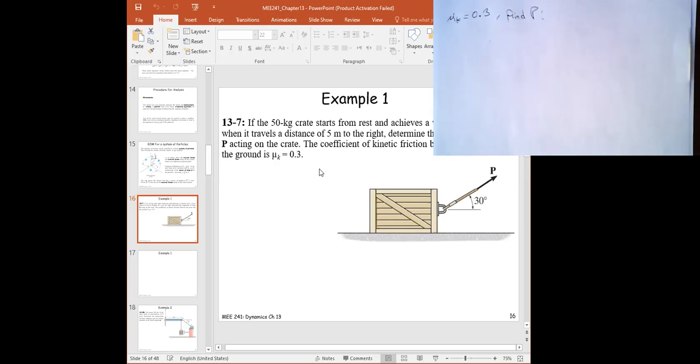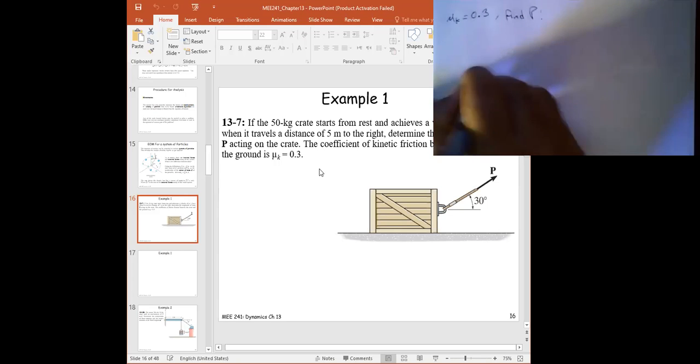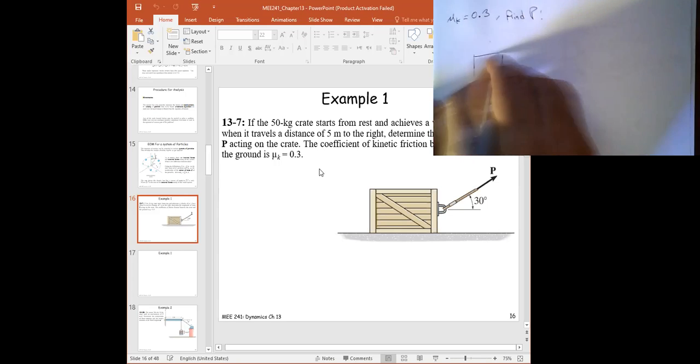Okay, can someone help us solve this problem? First, we draw the free body diagram. Bravo. The first thing you want to do is a free body diagram, right? So let's do a free body diagram.